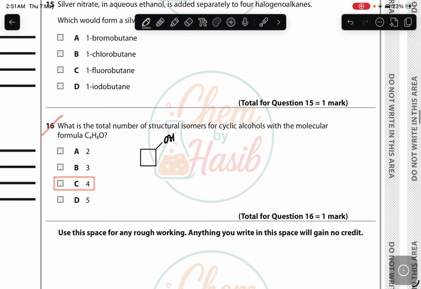Another structure can be, you can draw a triangle in the cyclic structure. So there can be a CH3 here, and there can be an OH here. So there are 4 carbon atoms, 1, 2, 3, 4, right? Another structure can be, you have 3 carbon atoms here, you have 1 carbon here, and 1 OH here, right? So this can be another structure.